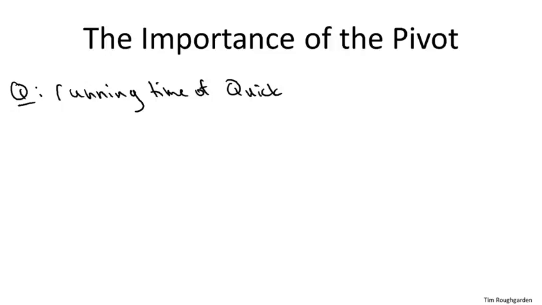The key point to realize at this juncture is that we are not currently in a position to discuss the running time of the quicksort algorithm. The reason is we do not have enough information. The running time of quicksort depends crucially on how you choose the pivot. It depends crucially on the quality of the pivot chosen.